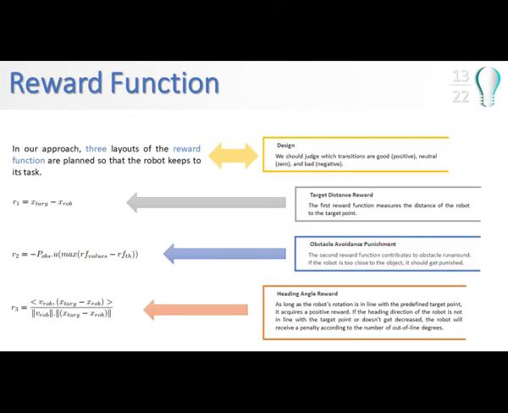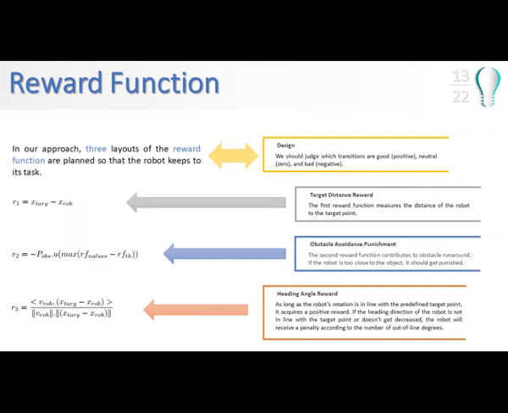So we have designed a reward function with three steps and three models. The first model just uses a target distance reward, the Euclidean distance between our target and our robot at each step of the robot. The second model uses the target distance reward and also an obstacle avoidance punishment. The obstacle avoidance punishment is calculated using the maximum value of the 8 rangefinder sensors of the robot, and we predefined a threshold for it.